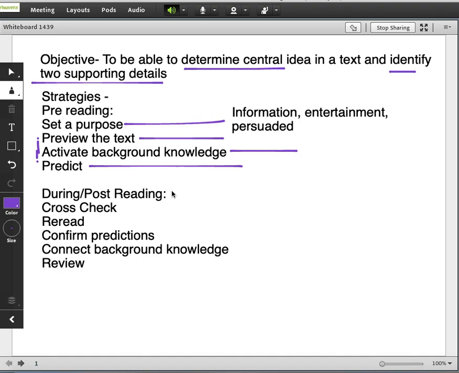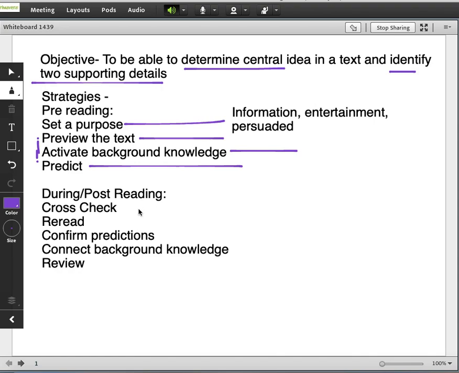What's the main character's name? What's the point of view of the story? Where is the setting? Things that I notice as I'm reading. And this will help me as I determine the central idea and identify 2 supporting details. It will help me if I have that information because I can go back and look at my notes. Otherwise, I'm kind of fishing through my brain trying to remember where that information was.